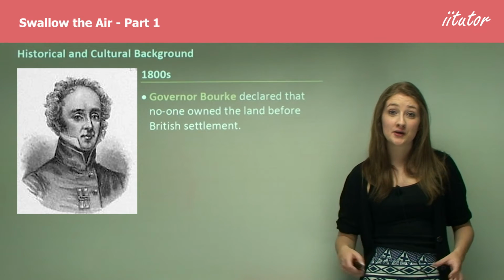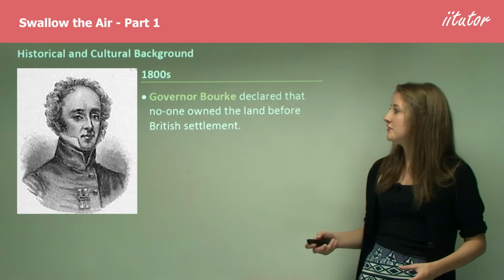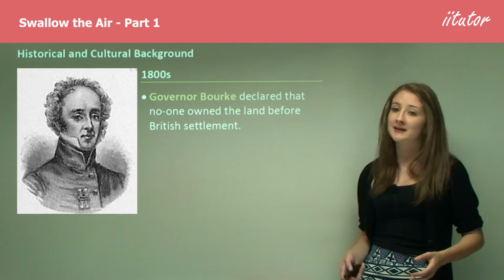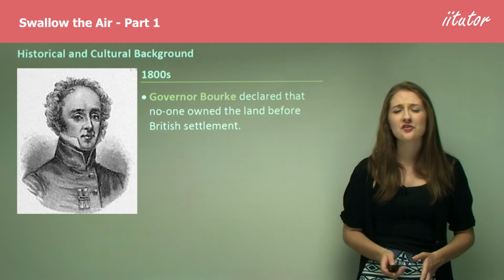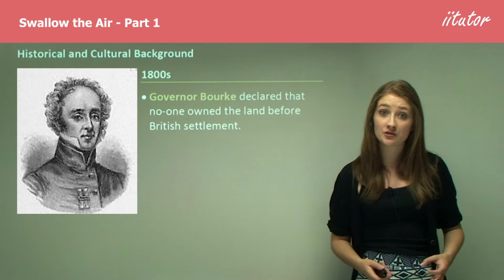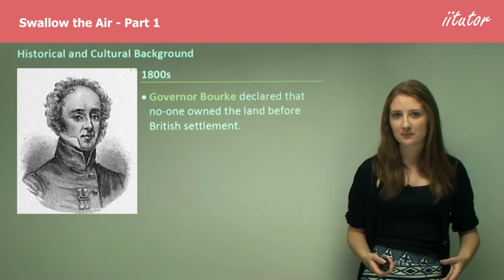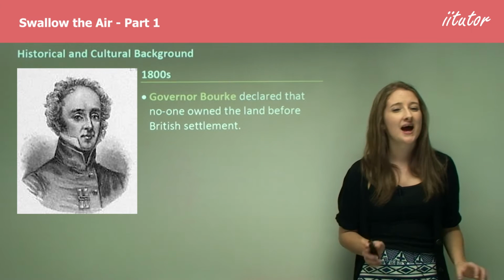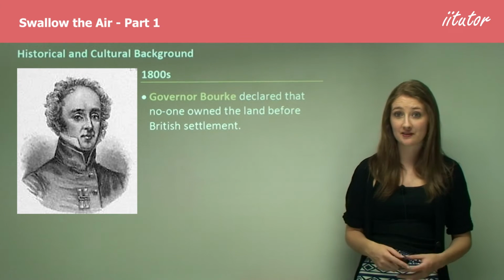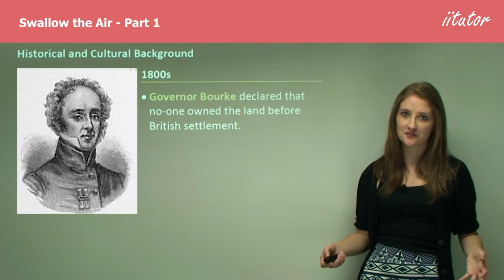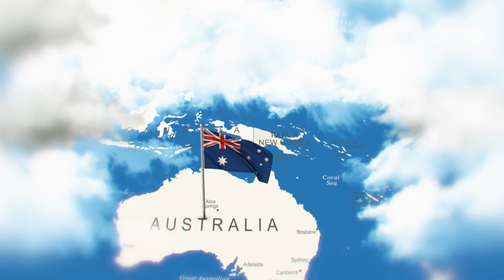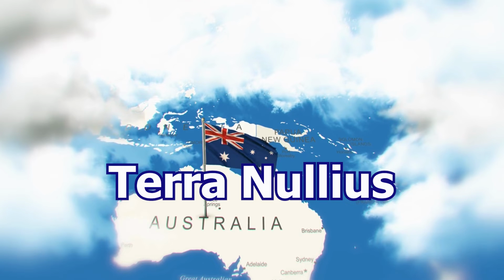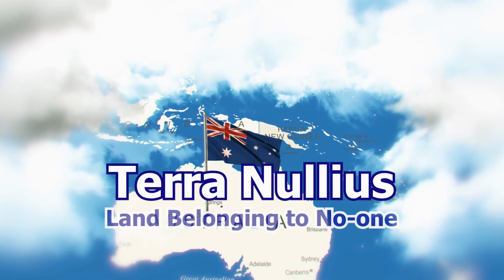If we take a look at the period of the 1800s, Governor Burke declared that no one owned the land before British settlement. So this is definitely quite a culturally ignorant notion, the idea of the white people that no one else owned Australia except for them, and the Aboriginal people didn't have a right to the land which they've obviously had for thousands of years. This concept became known as terra nullius. This in Latin means the land belonging to no one.